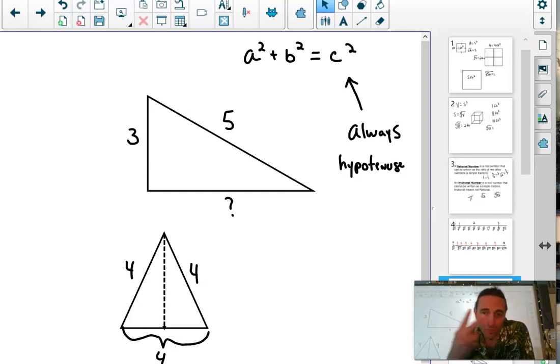Hey course 3ers, this is part 2 of my 3-part series on irrational numbers, geometry, volume, etc. First of all, you've been down this road before. You'll recognize this right at the top. This is the Pythagorean theorem.